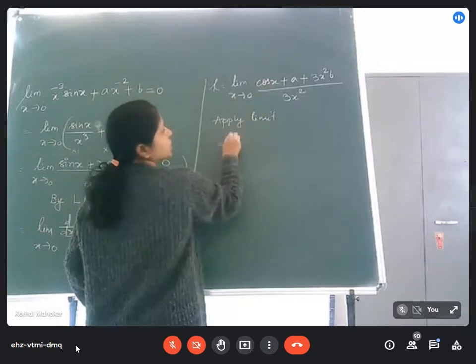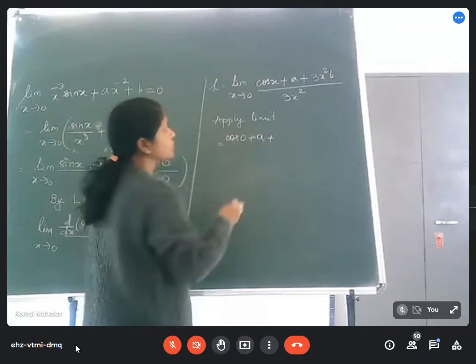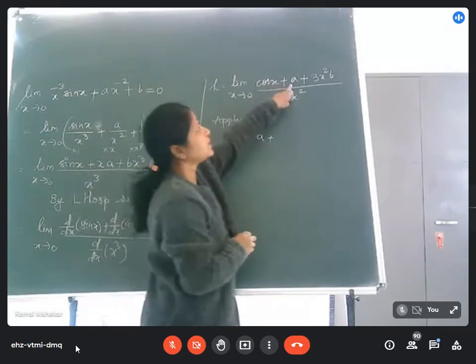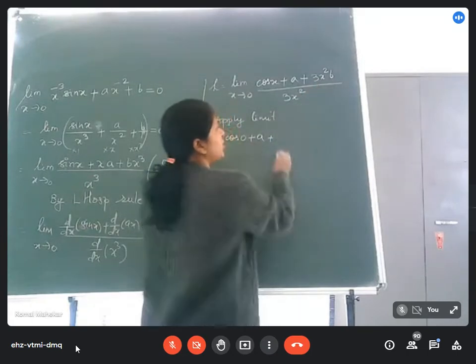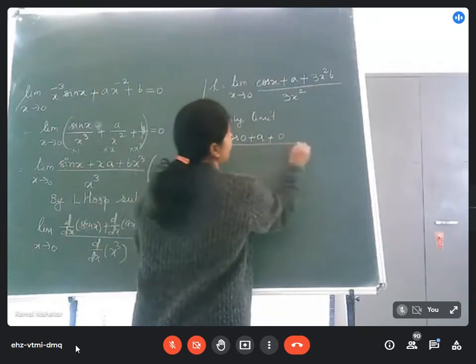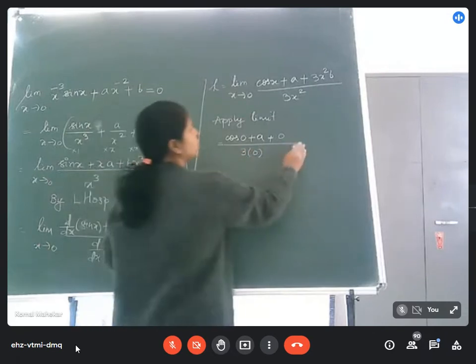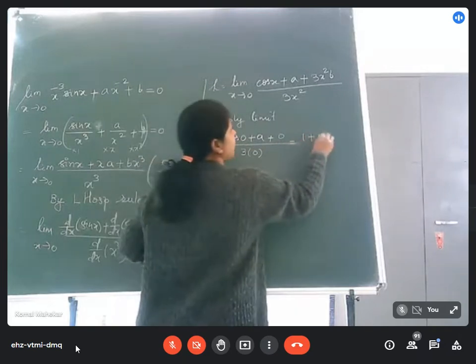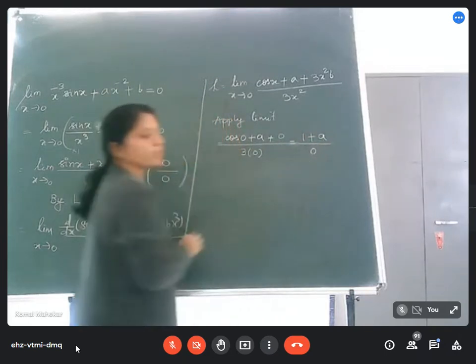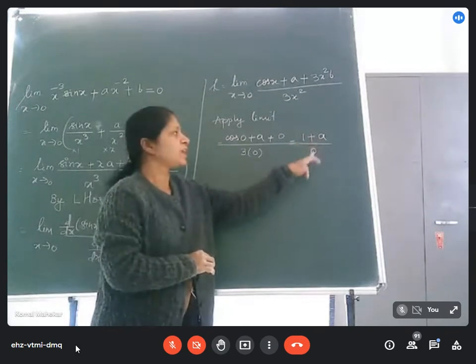This becomes cos of 0 plus a, this is a constant value, over 3 into 0 square plus b, that is 0, divided by 3 into 0, that is 0. So in the numerator we get a non-zero term, cos 0 is 1, so we get the form 1 plus a upon 0.